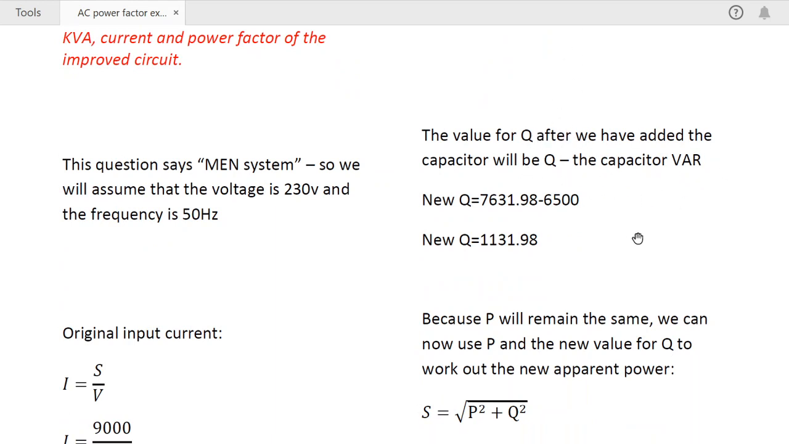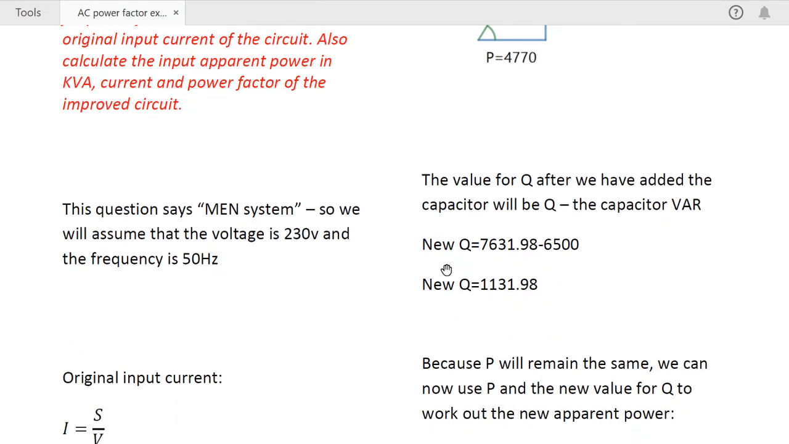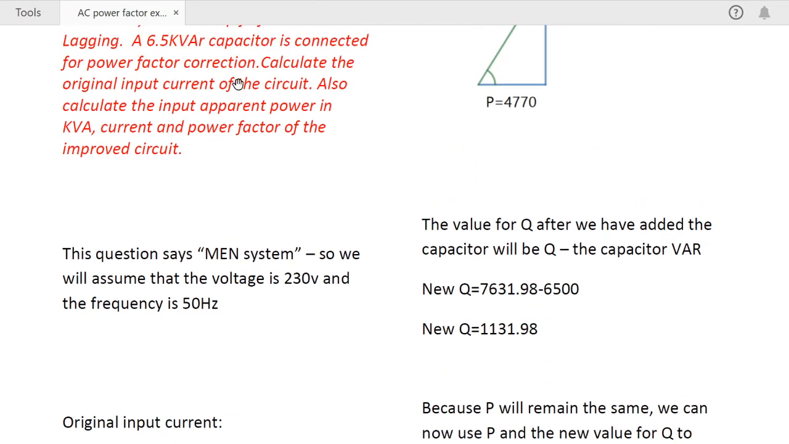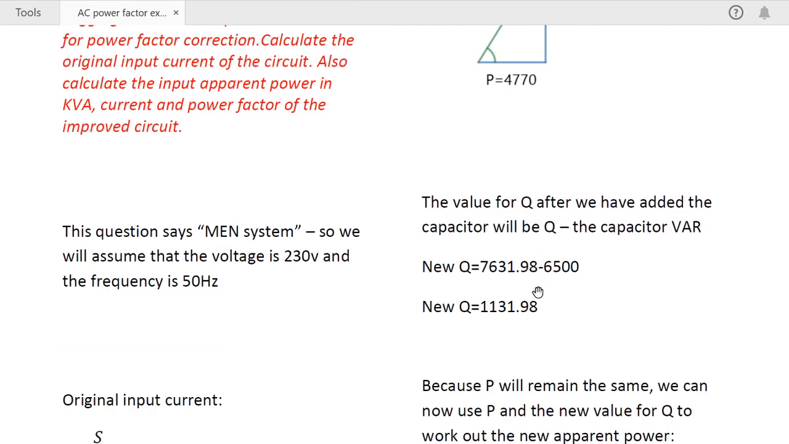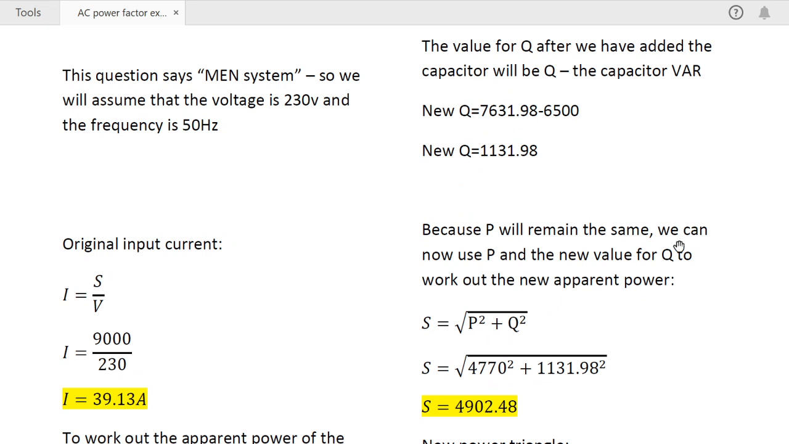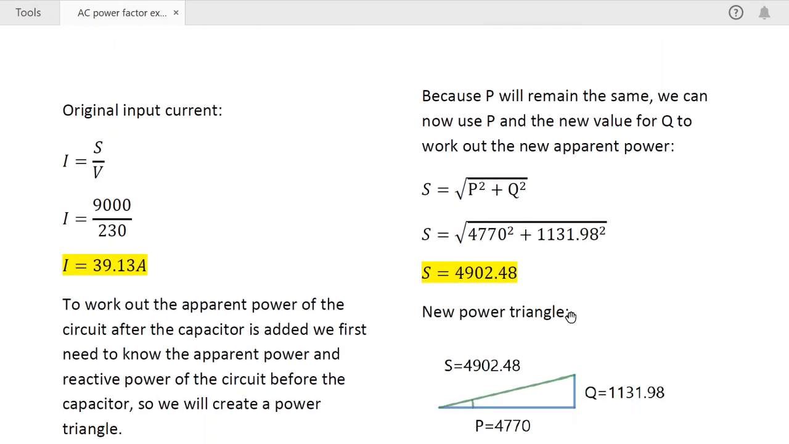We were given the capacitor VAR, we were told it's a 6.5 kVAR capacitor, so 6.5 kVAR means 6,500 VAR. So our new Q will be the 7,631 that we have here, minus 6,500, which gives us 1,131.98. Because P will remain the same, we can now use P and the new value for Q to work out the new apparent power.